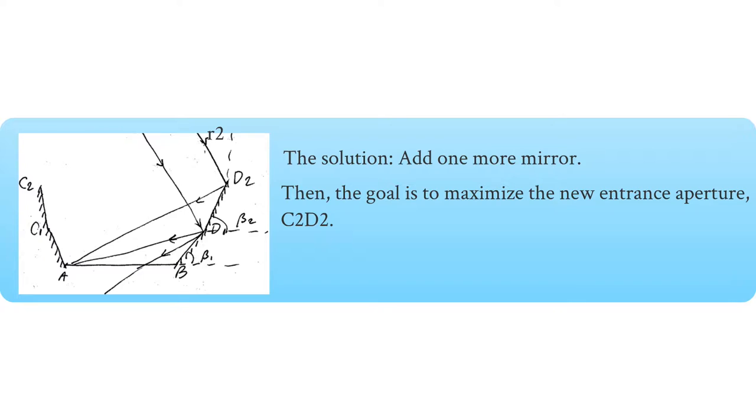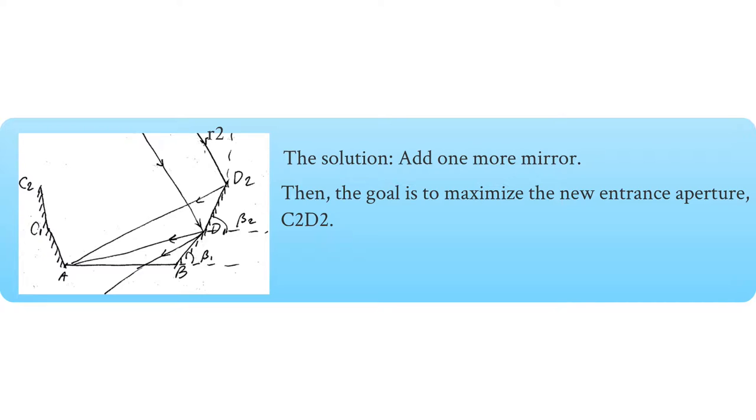Okay? So the solution here is to add one more mirror. Now, if you think about it, how do I maximize the entrance aperture again? How do I increase it to B2 again? What would I do? Yes, you add more mirrors. No limit, right? There is a limit, but you can add more mirrors.